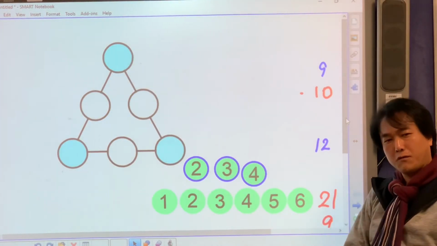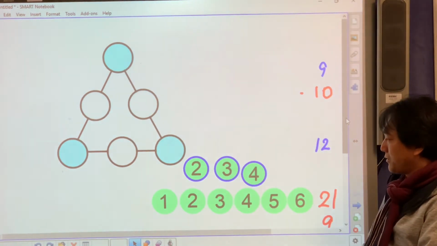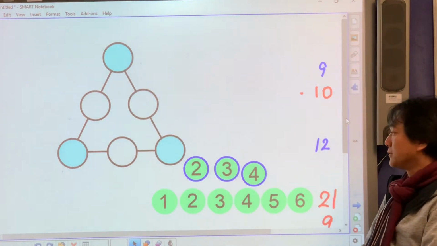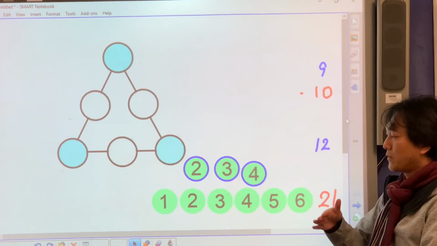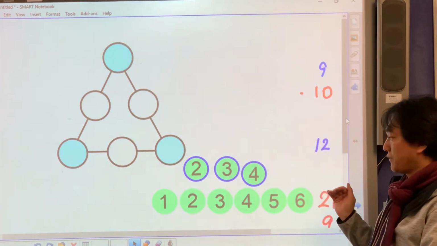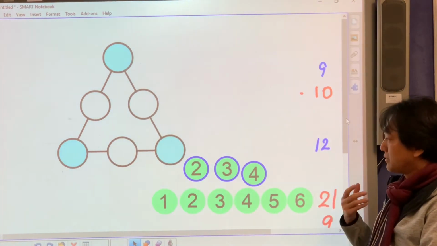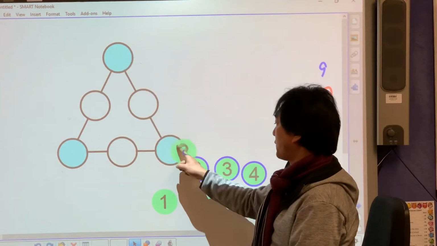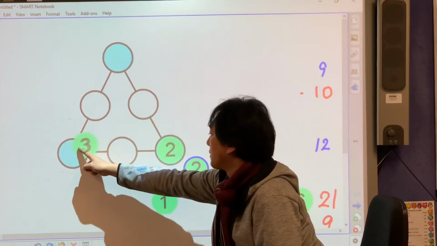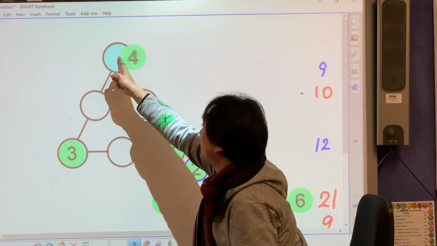I think 2, 3, 4 sounds good, doesn't it? Because it's a consecutive number. We had 1, 2, 3 before, now it's 2, 3, 4's turn. That makes sense, doesn't it? So let's give it a shot. 2, 3, and a 4.